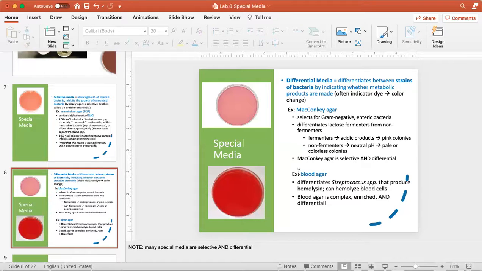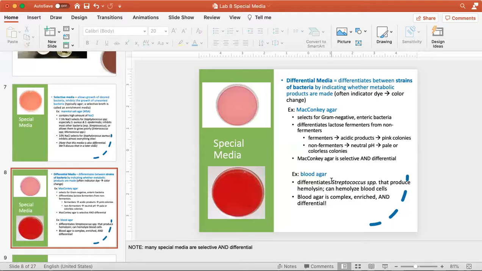Blood agar is a differential agar. Now, here's something to know about blood agar. Blood agar is not selective. Just about anything can grow on blood agar because it's complex. Remember, it's one of these enriched media. It's got blood in it, and blood is a very nutritional substance. So just about anything can grow on blood agar. There's no selection going on, but there is a differentiation.